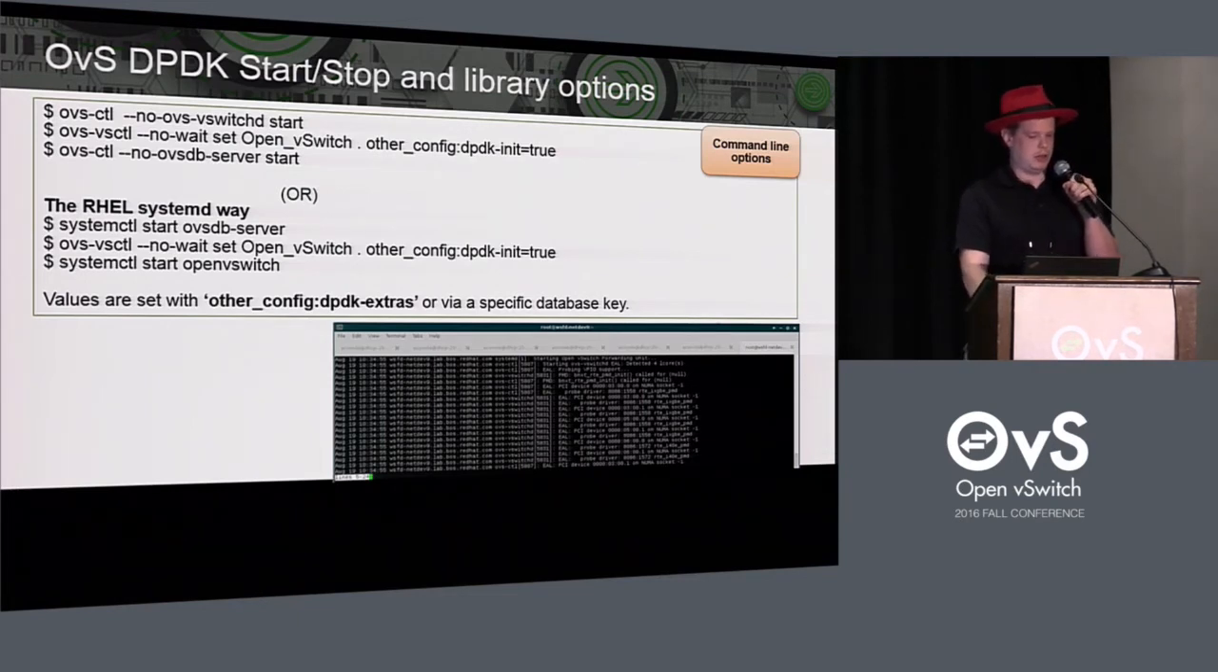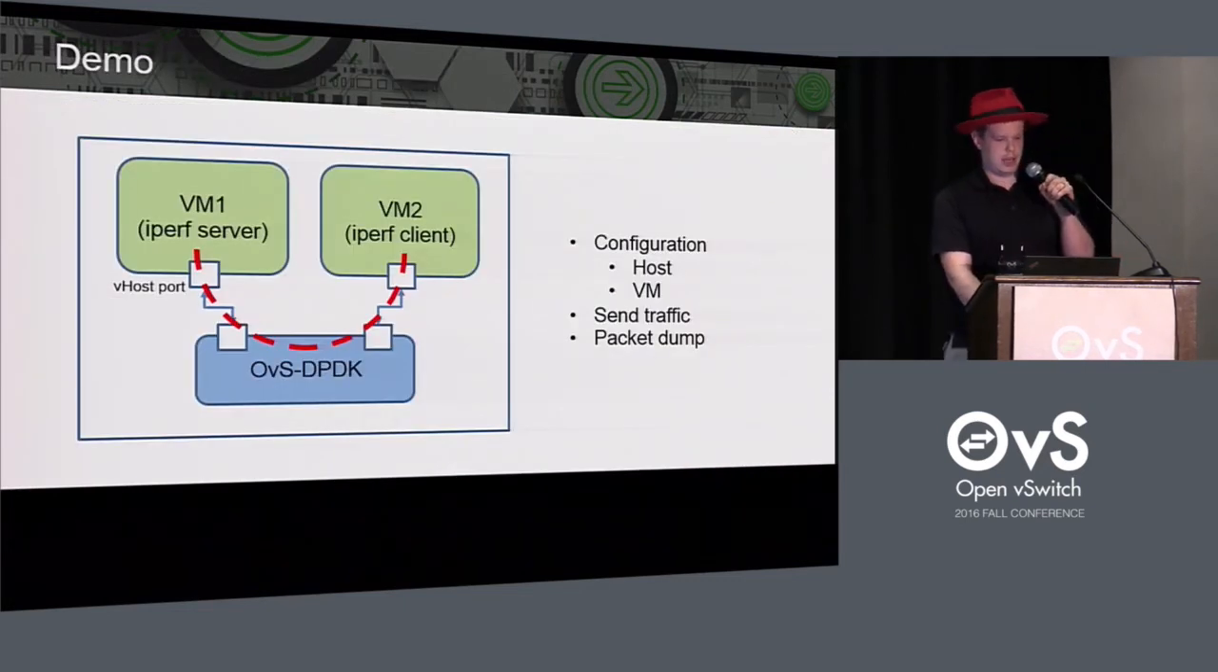And then for RHEL, we actually added some systemd enhancements. And you can see in the terminal window, we actually capture DPDK EAL output with journalctl. So moving on, we're going to try and get to a demo really quickly.